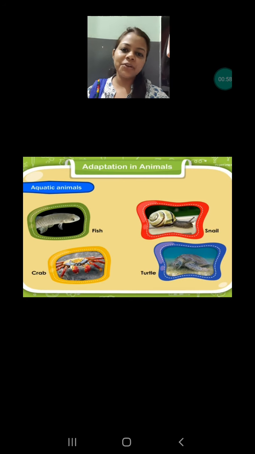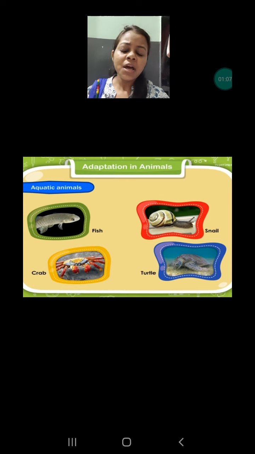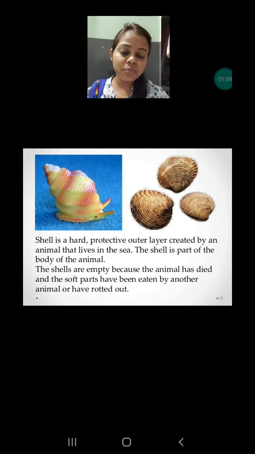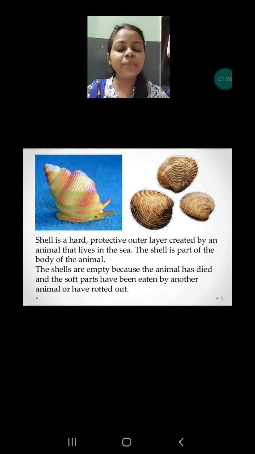So how can they survive in the water? I cannot live in the water, you cannot live in the water, parrots and other animals cannot live in the water. So what special features do these animals have so that they can easily live in the water, deep in the sea or ocean? The first adaptation is they have hard coverage. You must have seen the snail has a very hard shell, as you can see in the picture. The fish have scales, snakes also have scales, and the crab also has very hard coverage so that they can protect themselves from enemies.